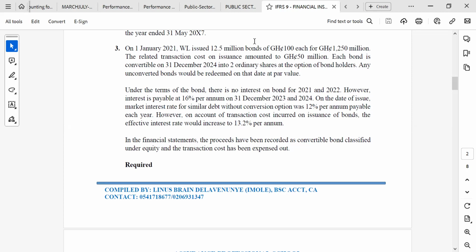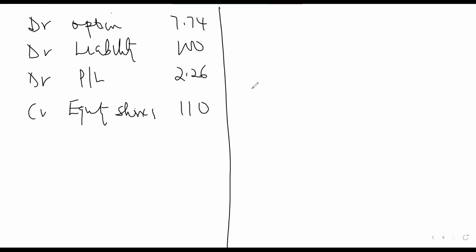In the financial statement, the proceeds have been recorded as convertible bond classified under equity, and the transaction cost has been expensed out. So you should set out how this should be accounted for. All right, how do we go about this? Question number 3.